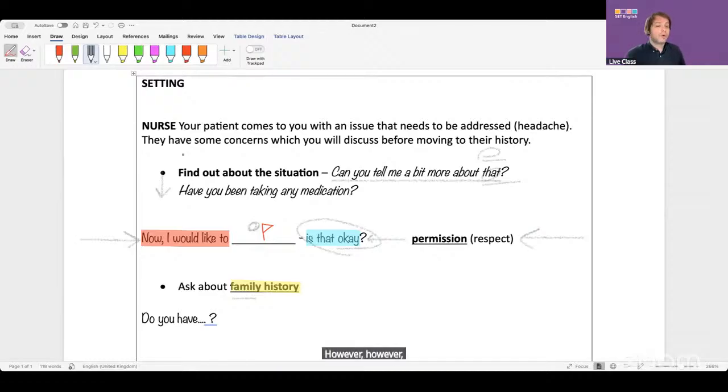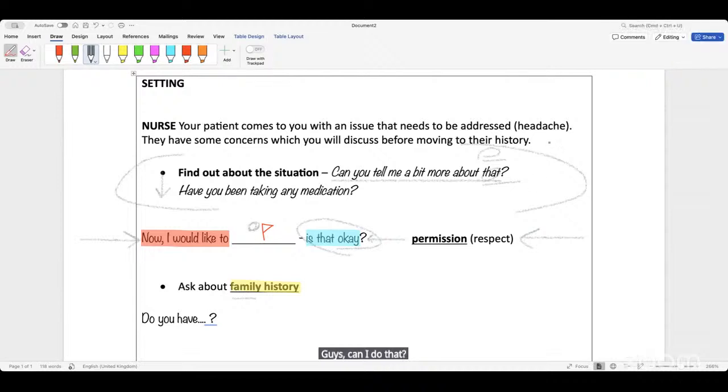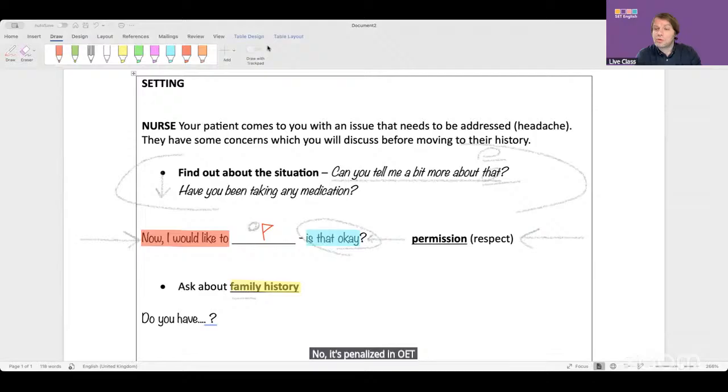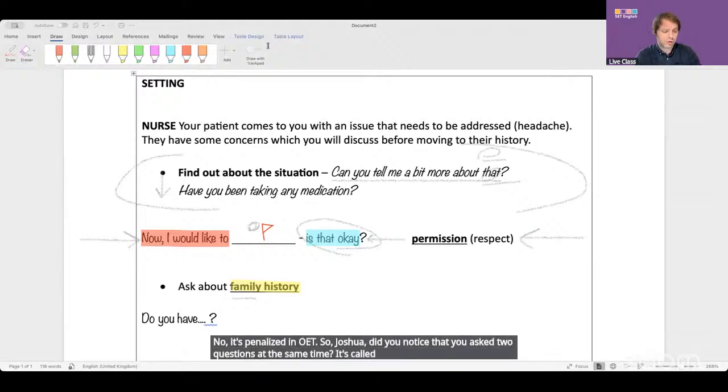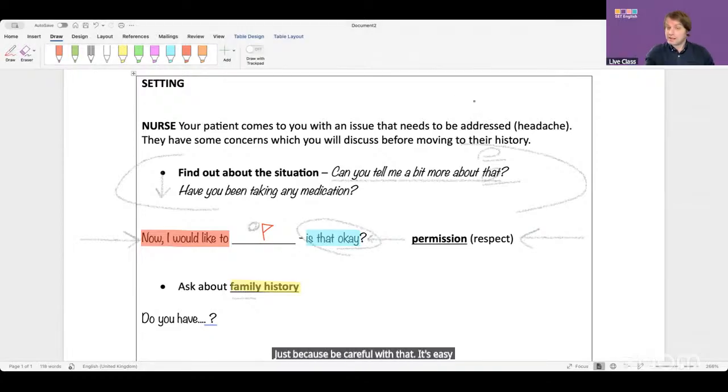However, your questioning beforehand needs some work. Little tip for all of you. Am I allowed to ask 2 questions at the same time in OET? Guys, can I do that? No, it's penalized in OET. So, Josu, did you notice that you asked 2 questions at the same time? It's called a compound question. Just be careful with that. It's easy. It's 1 question, 1 answer. 1 question, 1 answer.